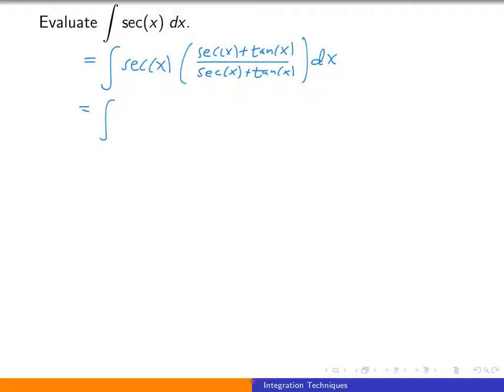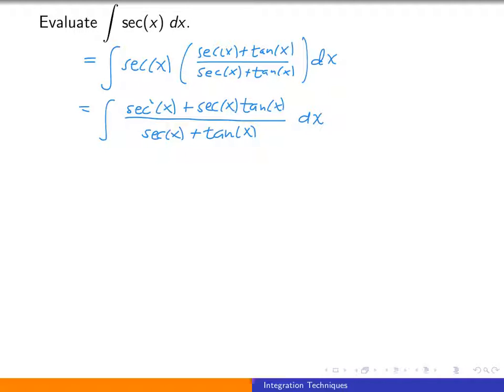So now if we go ahead and just distribute this secant through the numerator, we'll have secant squared plus secant tangent in the top. And in our denominator, we're still going to have just the secant plus tangent. And seeing an integrand of this form, one thing we could certainly think about here is doing a substitution. And in order to do a meaningful substitution, we want to pick u to be an inside function, so maybe the entire denominator. And notice the derivative of secant is secant tangent, and the derivative of tangent is secant squared.